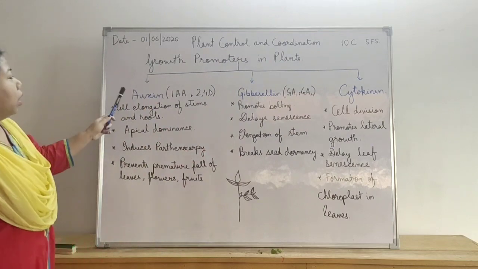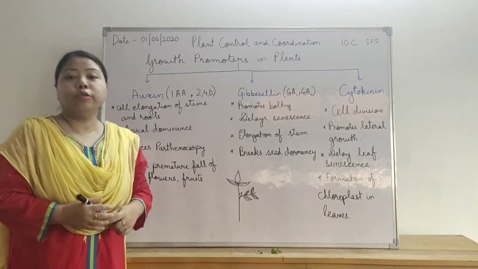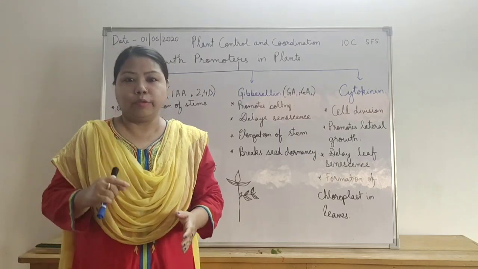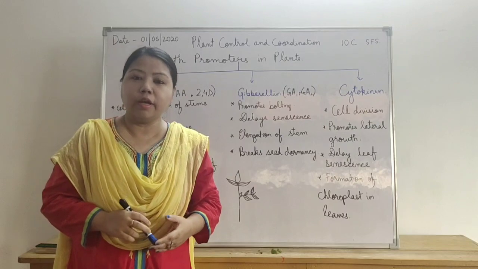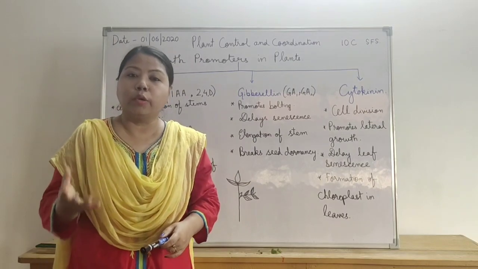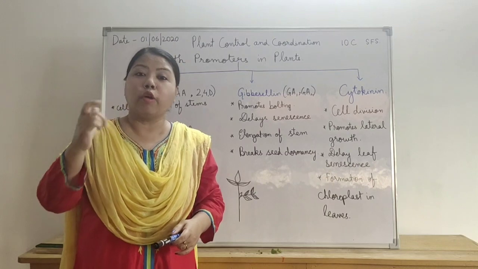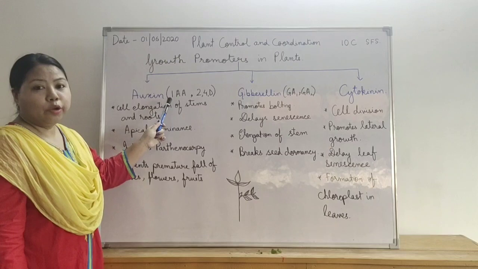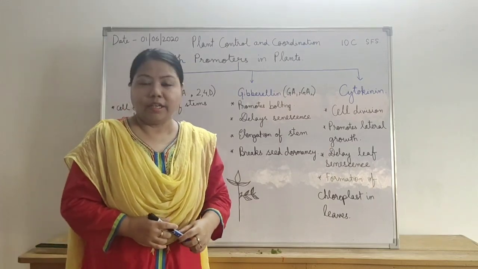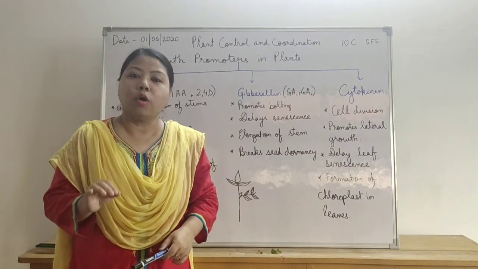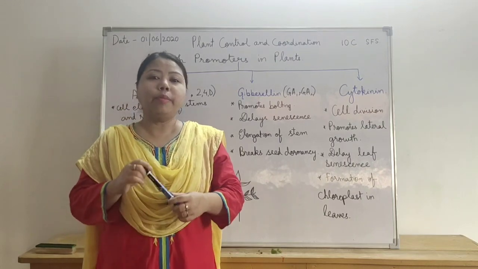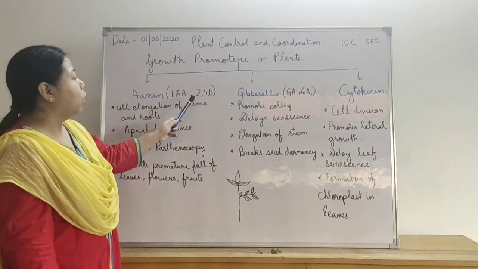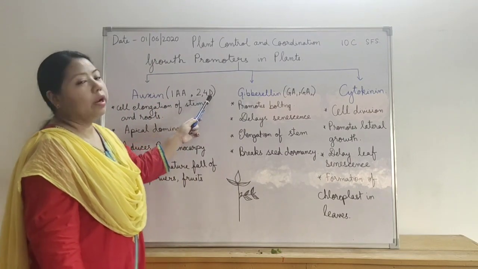Right? Now, auxin is usually produced in the apices of the shoot and the root. That means the tips of the shoots and the roots, and it helps in the growth of the plants. That means growing of the cells. Right? Now, IAA, indole 3-acetic acid, is a naturally occurring auxin in plant. Apart from naturally occurring auxin, there are synthetic auxins also. One example is 2,4-D.